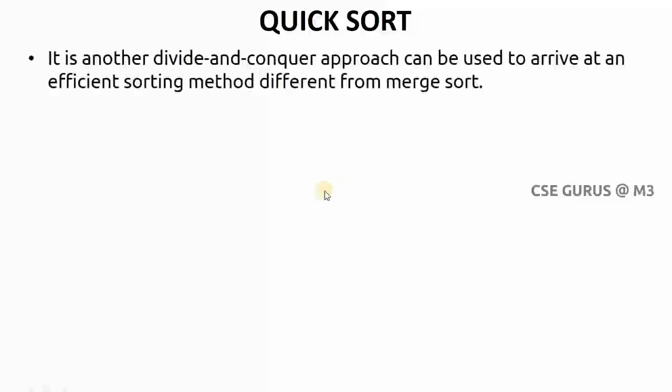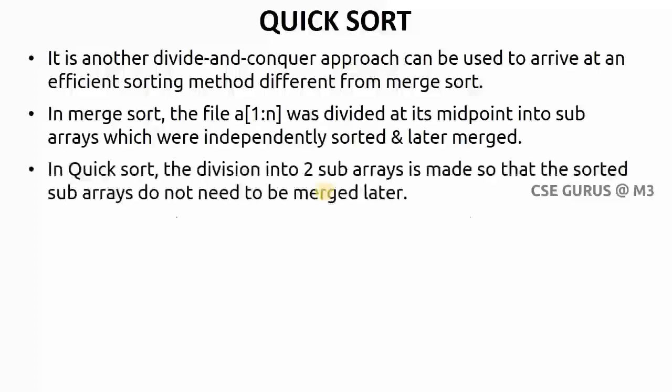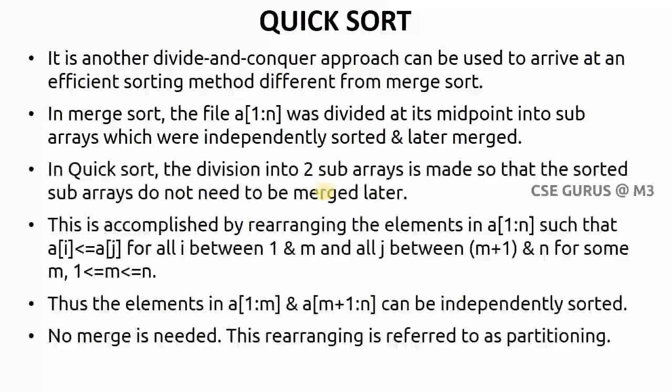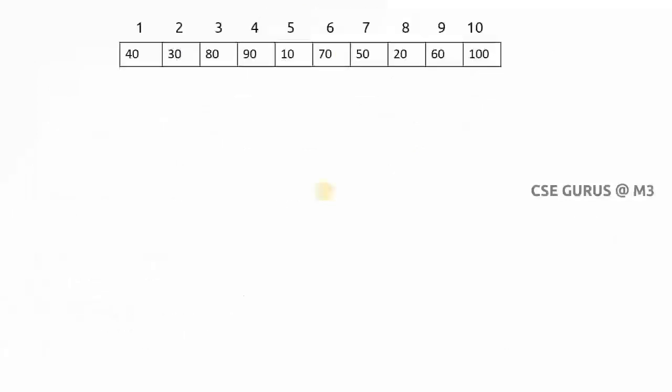Here we can see it is another divide and conquer approach that can be used to arrive at an efficient sorting method different from merge sort. The method is different, of course both are efficient ones, and we'll see the complexity difference between merge sort and quicksort in later classes. But this is also one of the divide and conquer approaches similar to merge sort. Now before going to the theory part, first I want to explain quicksort with an example.